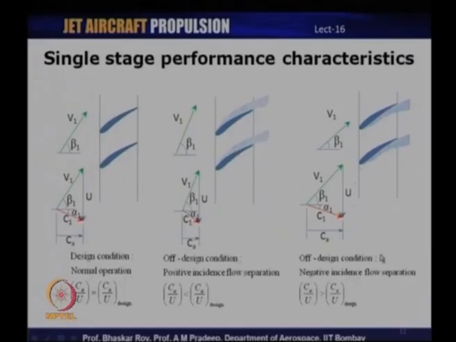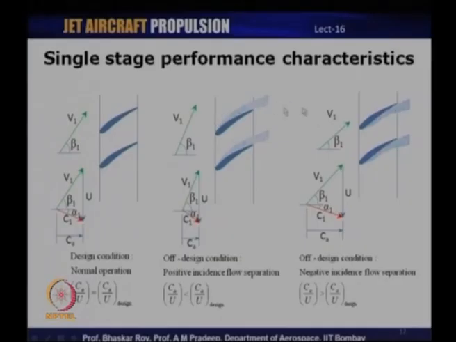The other extreme of this is if Ca by u is greater than Ca by u design, which means Ca is greater than Ca design. If u is fixed, if blade speed is fixed, then there is a possibility that the incidence is now negative, and there could be flow separation from the pressure surface, and that basically means a negative incidence flow separation. Flow might separate from the pressure surface of the blade.